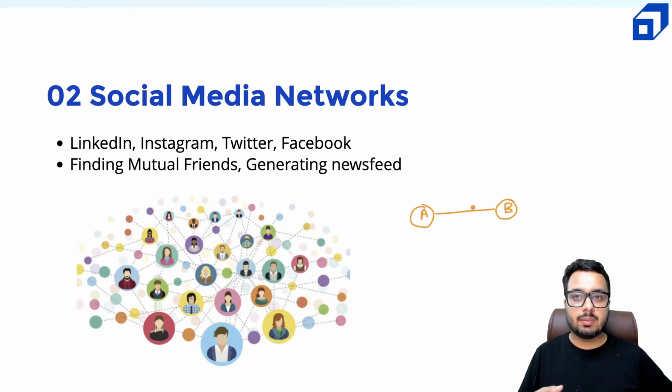So if A and B are friends, then this connection is bidirectional. That means A is connected with B, B is connected with A. But in some other networks, this connection has a direction. For example, on Twitter, if A follows B, it does not mean B is also following A. So these edges can be bidirectional or they can be one directional.